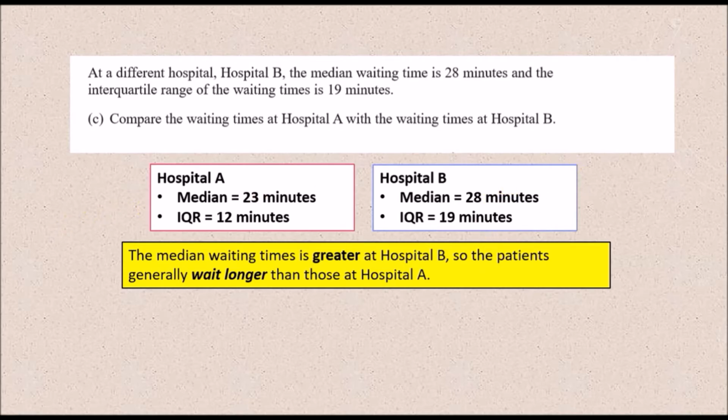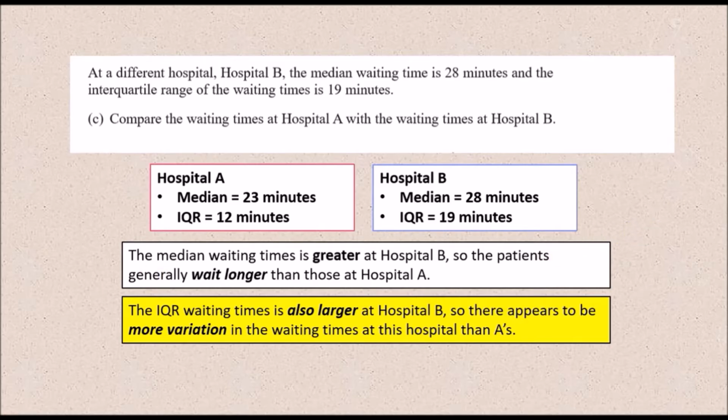Now the IQR deals with spread. What I wrote there is that the IQR waiting time is also larger, so it's bigger by 7 minutes. So there appears to be more variation in the waiting times at this hospital rather than A's. But other than that, this is it for the question.